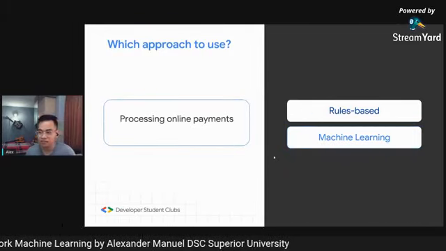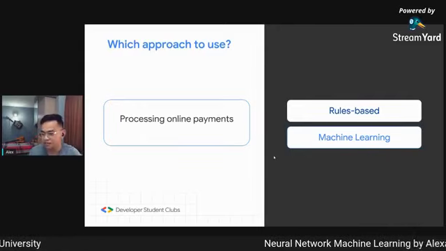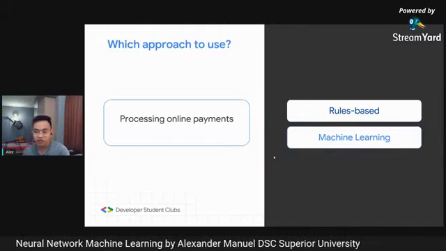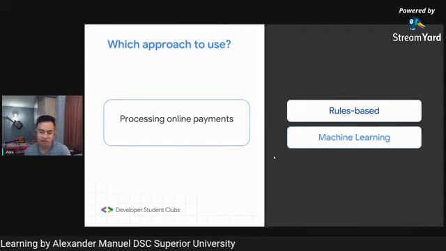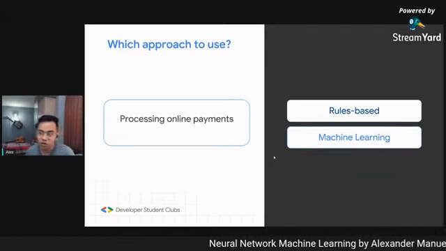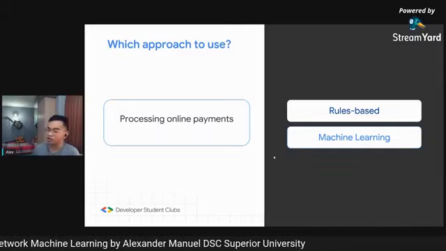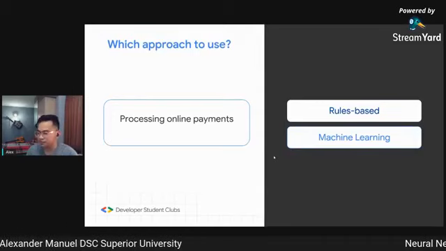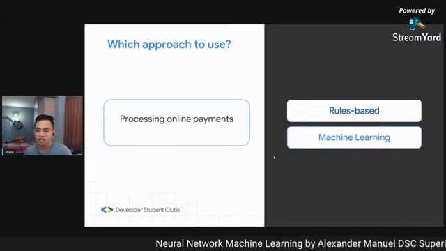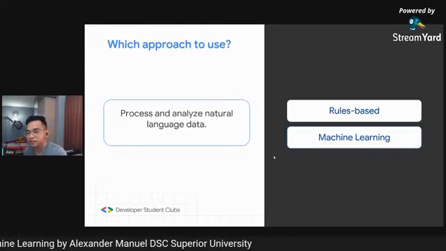And then how about this? Processing online payments. Is it rule-based or machine learning? Of course, it is rule-based. Maybe you thought, how about fraud detection? I thought it was machine learning. Yes, fraud detection is machine learning, but processing online payments is quite rule-based, because you only take the card or the orders, put in the order details, get the payment, and send it, and so on. So it's rule-based. You can hand write it.